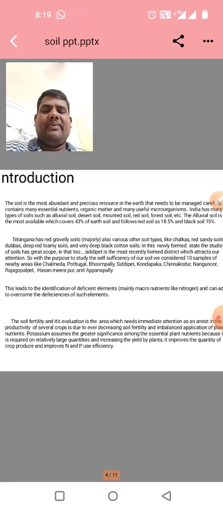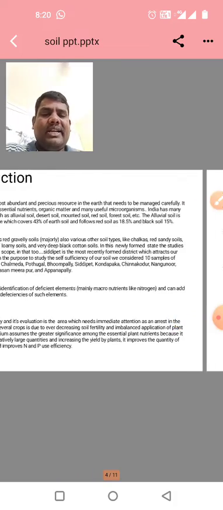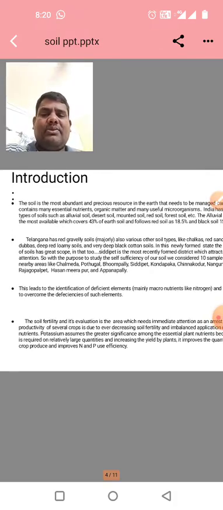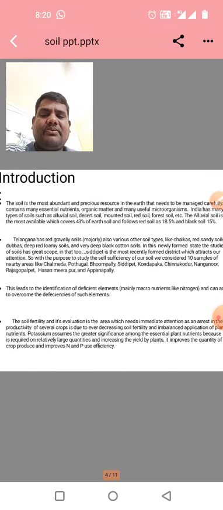So, with the purpose to study the self-sufficiency of our soil, we consider 10 samples from areas like Chalmeda, Podgal, Bumpalli, Siddipet, Kondapak, Chinakodu, Nangnur, Rajagopalpet, Asamirapur, and Apanpalli. This leads to the identification of deficient elements, mainly micronutrients and macronutrients like nitrogen, and we can add them to overcome the deficiency of such elements.